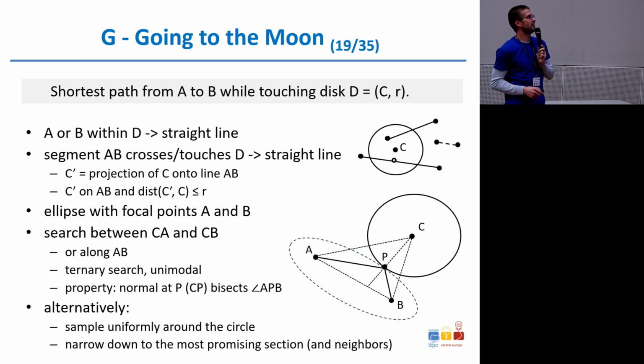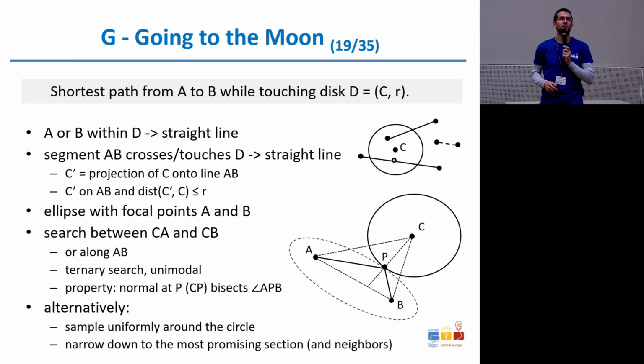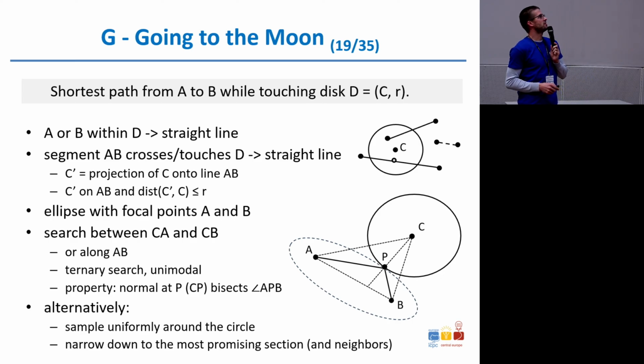Or you can take this for granted and use ternary search because this function is unimodal in this range. You're inflating this ellipse and it's taking up more and more of the circle. So this was one solution.